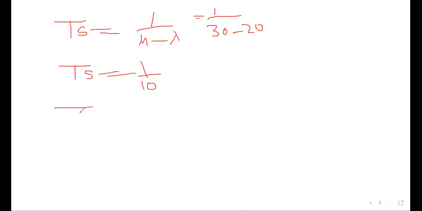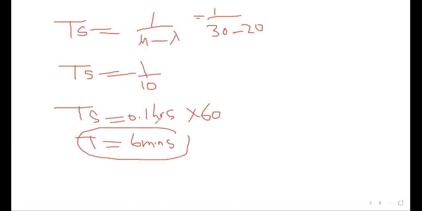Okay, so our time in the system is equal to 0.1 hours. If we multiply by 60 to convert to minutes, it will give us almost just 6 minutes. This is what queuing theory is all about. So it is equal to 6 minutes if you convert this into minutes. So this is what goes on.